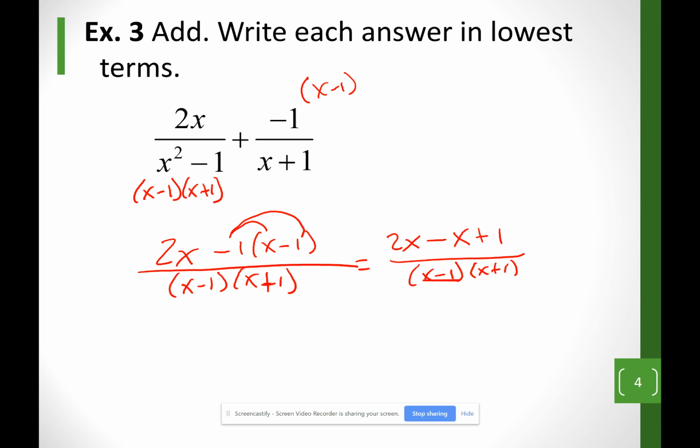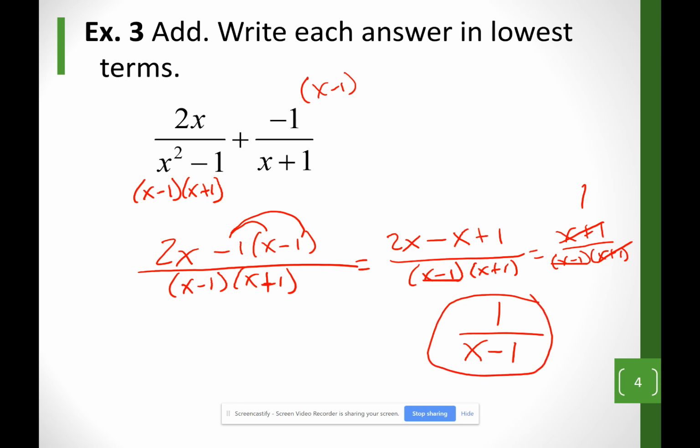Simplify what you can. On the top, I have x plus 1, and at the bottom, I have x minus 1, x plus 1. My x plus 1's cancel out. So I have nothing on the top, and nothing is usually represented with a 1. So I have 1 over x minus 1. I leave the denominator in factored form, with parentheses, just in case any factors are going to cancel out.